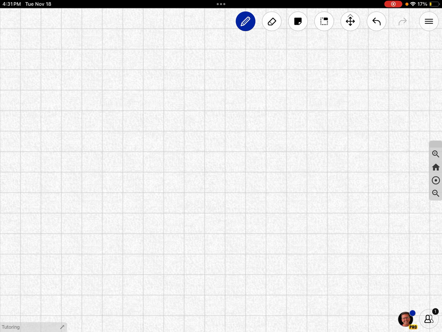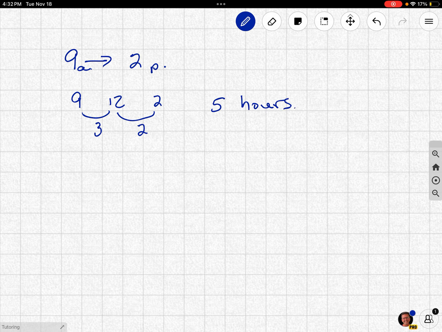Ben parks his car there from 9 a.m. to 2 p.m. on the same day. How much did he pay for parking? Well, we've got to first figure out how much time went from 9 a.m. to 2 p.m. From 9 to 12 or noon is 3 hours, and 12 to 2 is 2 hours. So he parked for 5 hours.